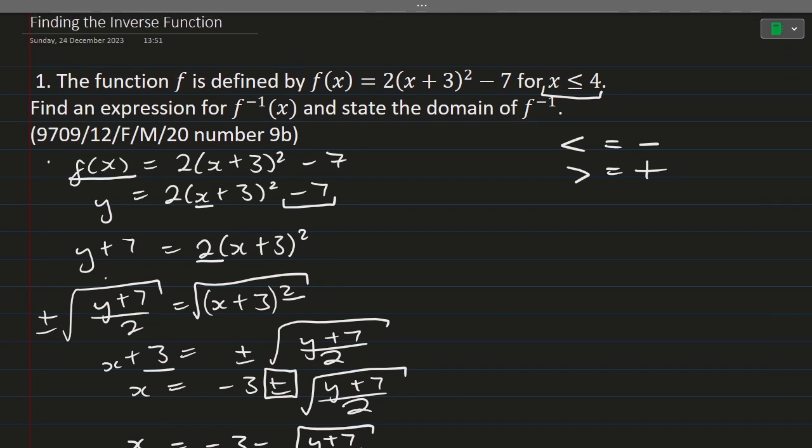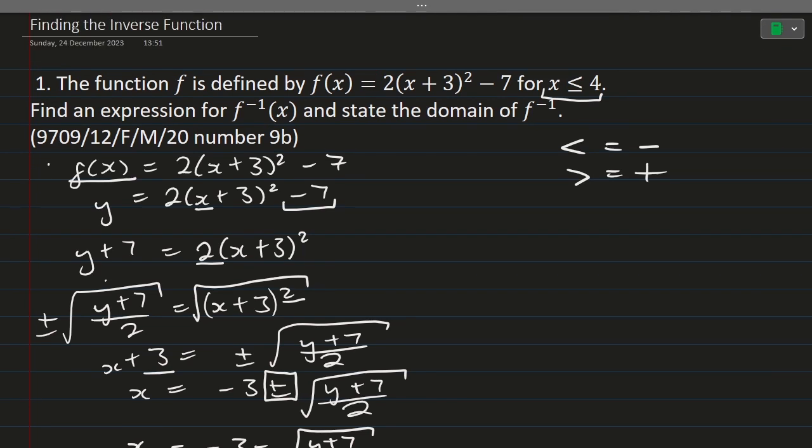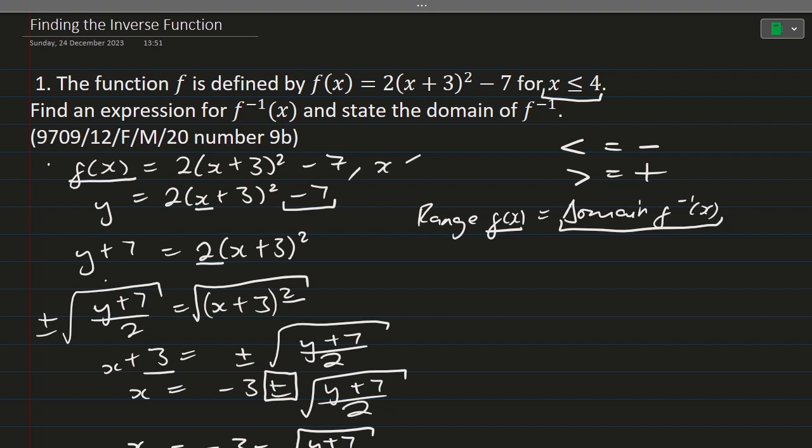Now the question also asks us to find the domain of f inverse. So the range of f of x is equal to the domain of f inverse. So that means we first have to find the range of f of x if we want to know what the domain of f inverse is. So we know that our f of x is equal to 2 times (x plus 3) squared minus 7 for x is less than or equal to negative 4.